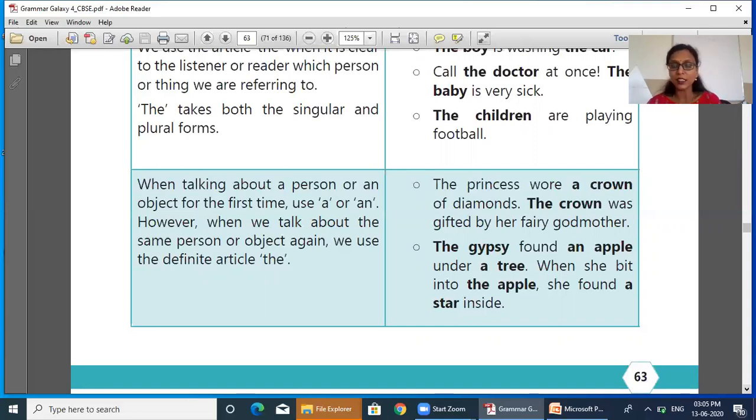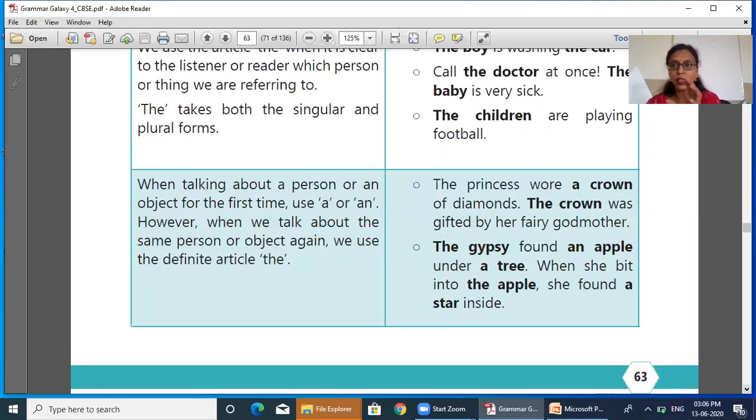Now, in the second sentence, why the crown? Because now we know which crown is talked about. Okay, the crown which is worn by the princess. So in the second sentence, when we are talking about the same thing, we should use the. The gypsy found an apple under a tree. When she bit into the apple, she found a star inside.